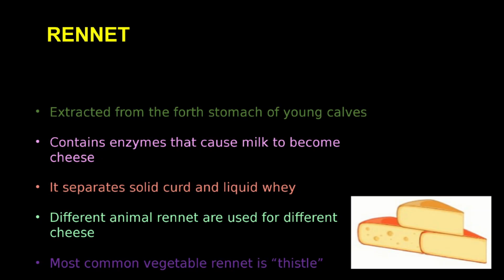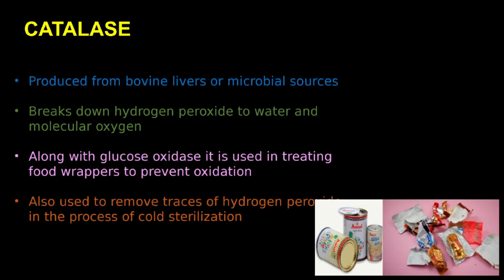Different animal rennets are used for different cheeses. Depending upon what kind of rennet is used, many kinds of cheese are produced. The most common vegetable rennet is thistle. That rennet is called thistle. Okay, next is lactase.